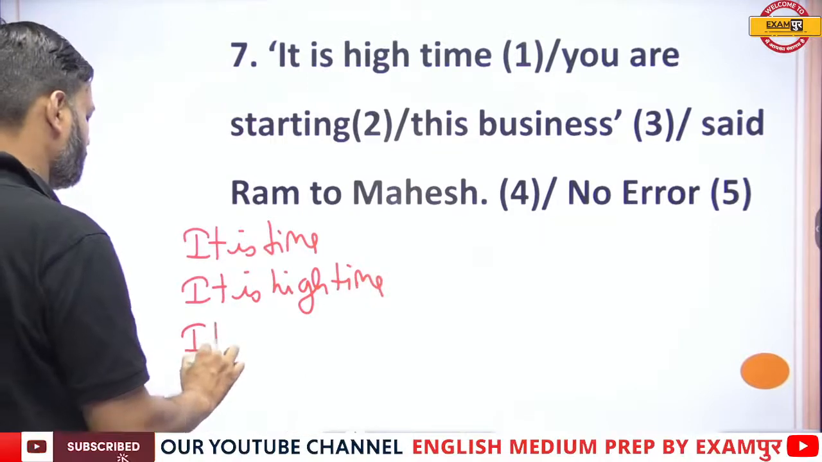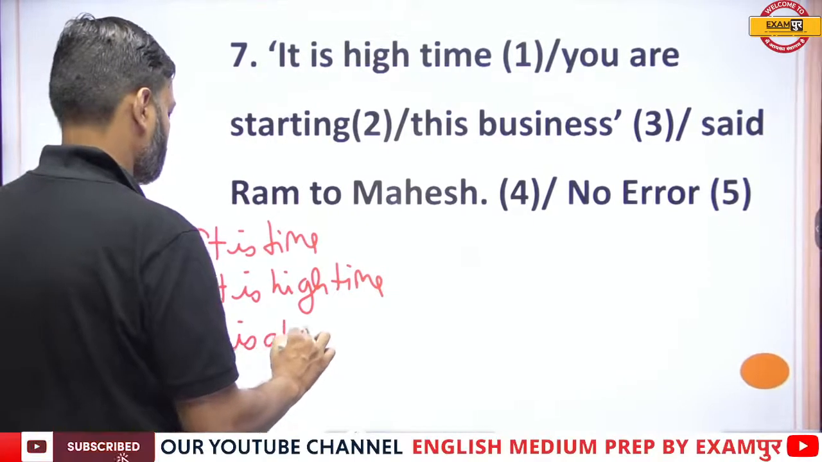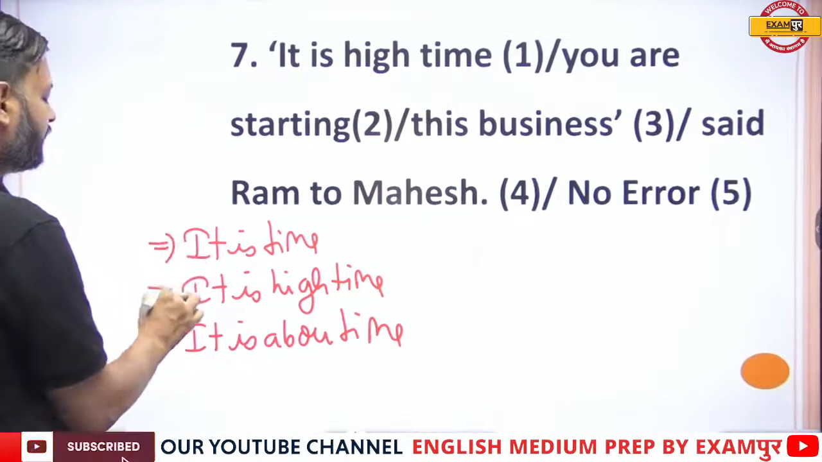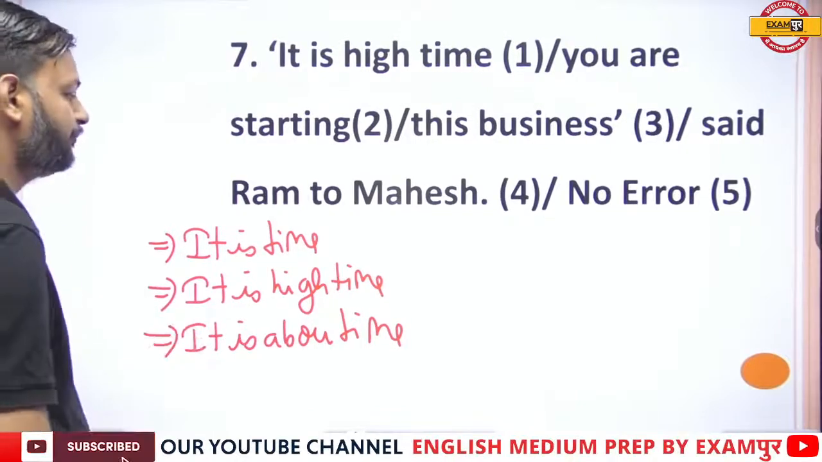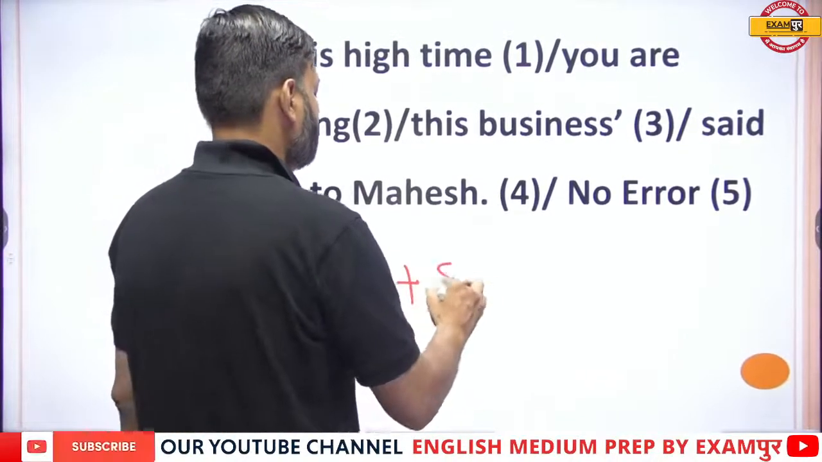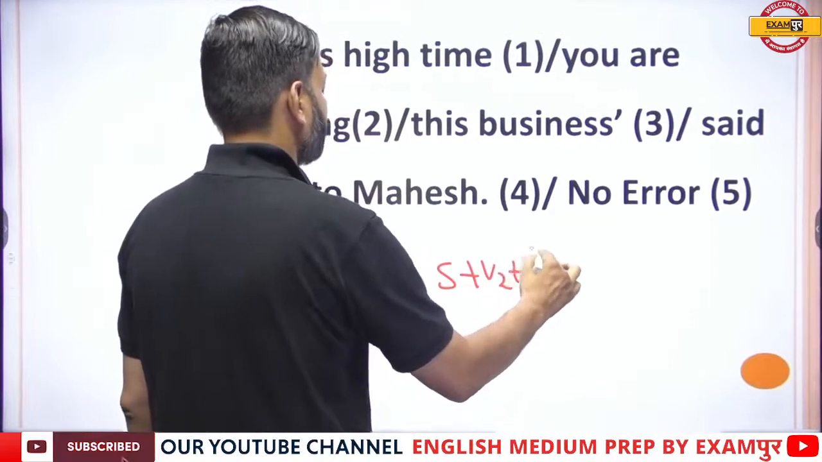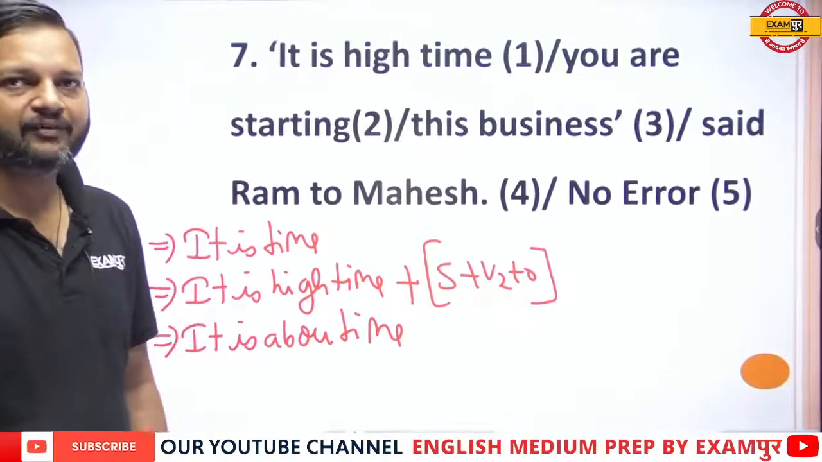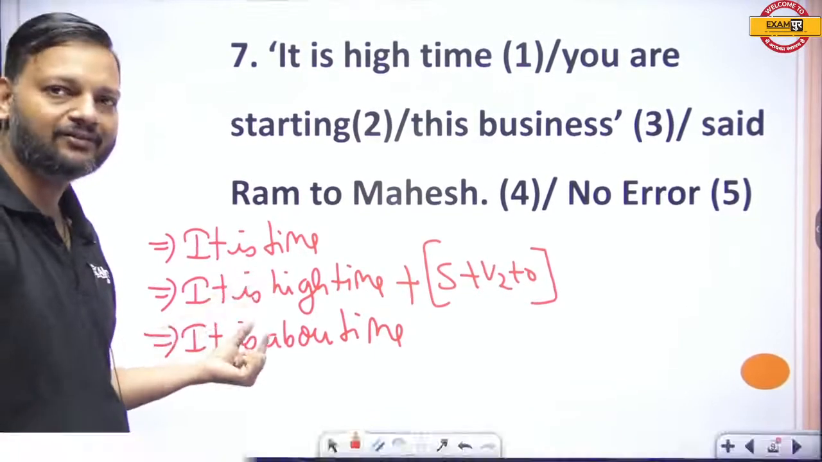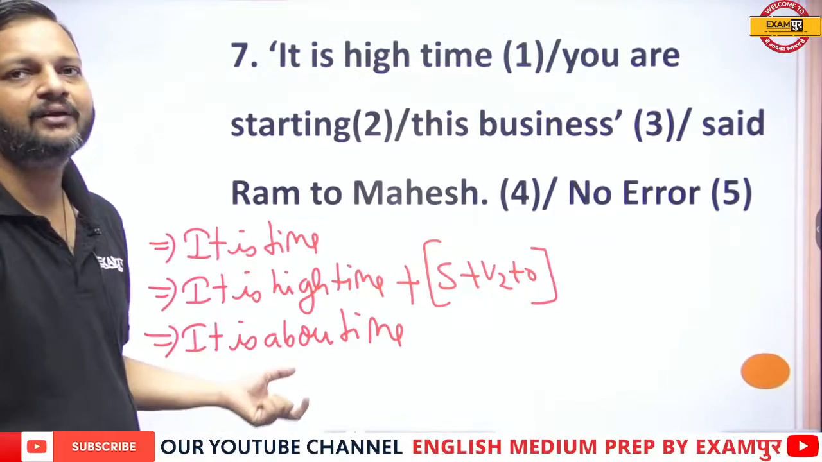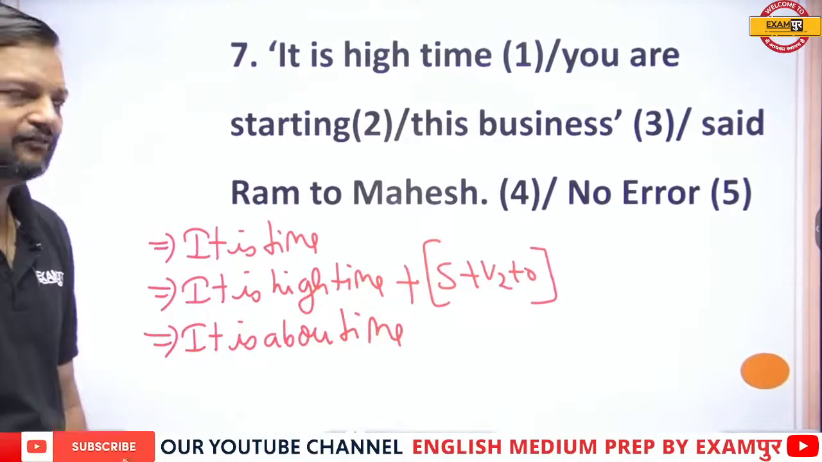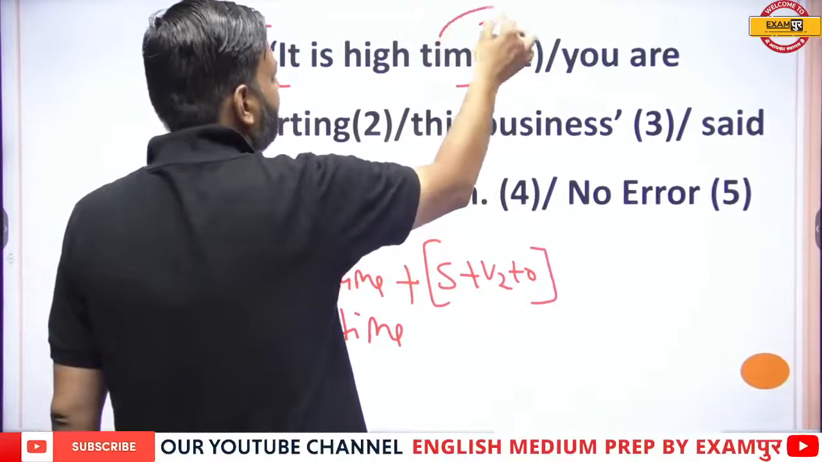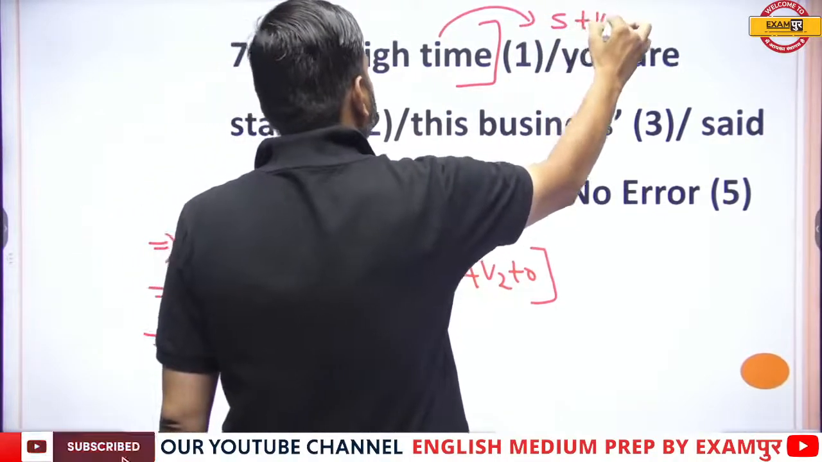or it is about time. Whenever a sentence starts with it is time, it is high time or it is about time, the tense must be past indefinite. So you have to keep in mind this structure, that whenever a sentence starts with it is time or it is high time or it is about time, the tense must be past indefinite after it. So this sentence has it is time, it is high time. So the tense after this phrase must be past indefinite tense.